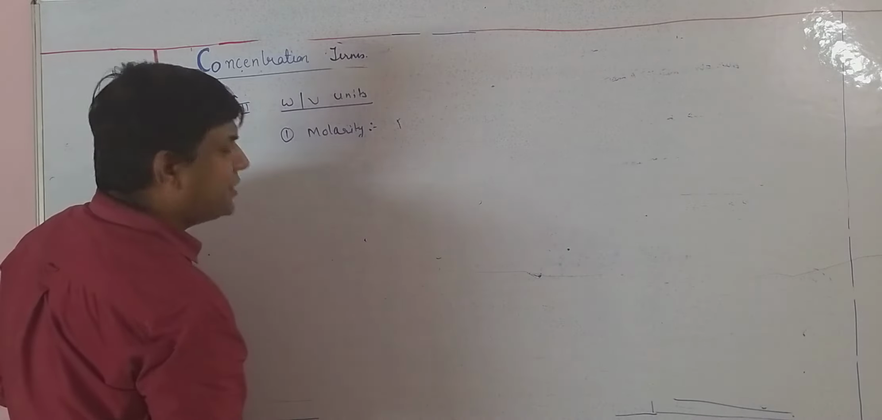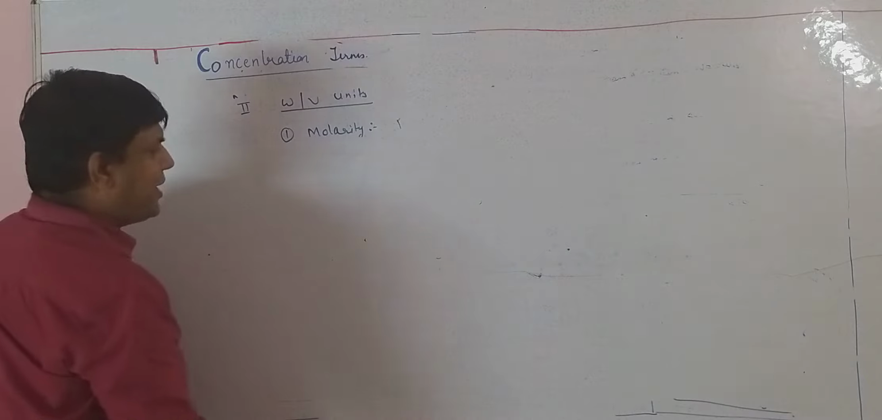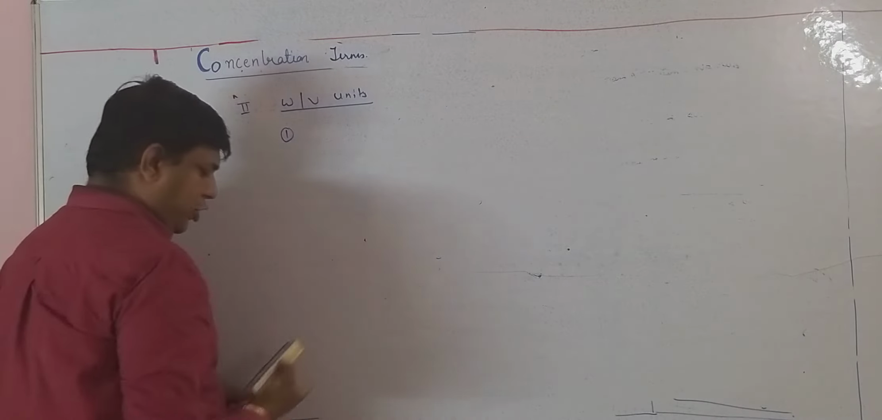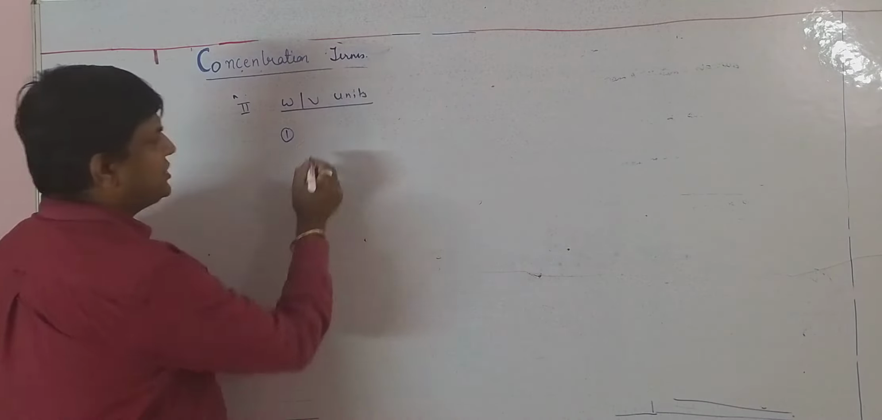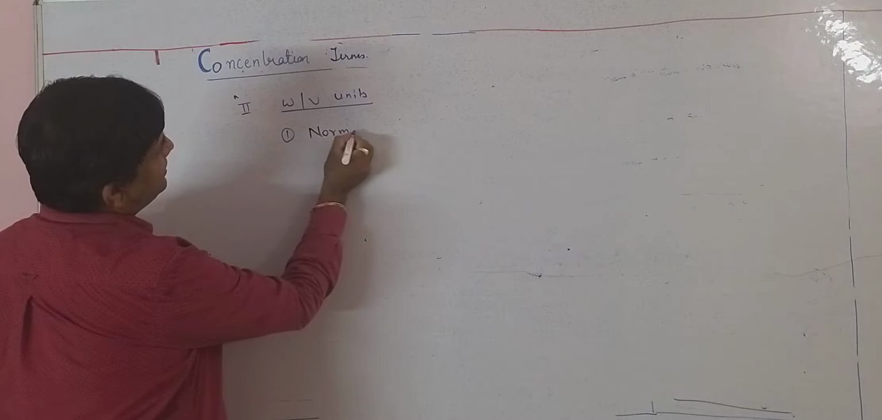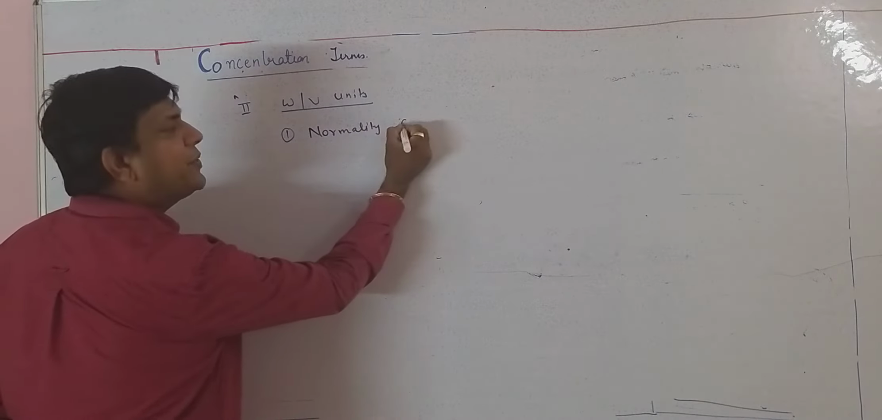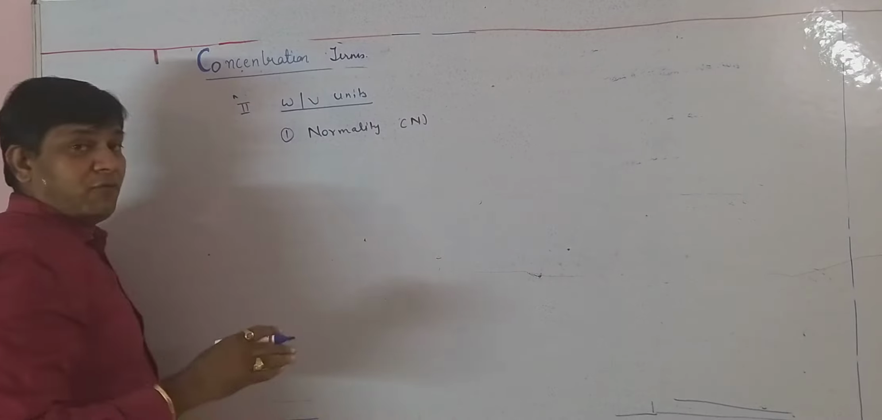We will discuss the next unit, that is normality. We have done molarity and now we are discussing normality. Normality is represented by capital N. What is the definition?